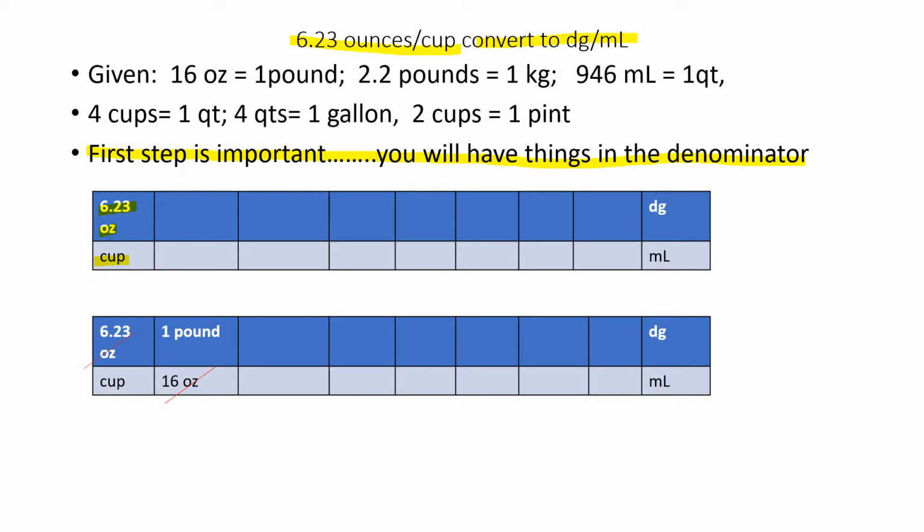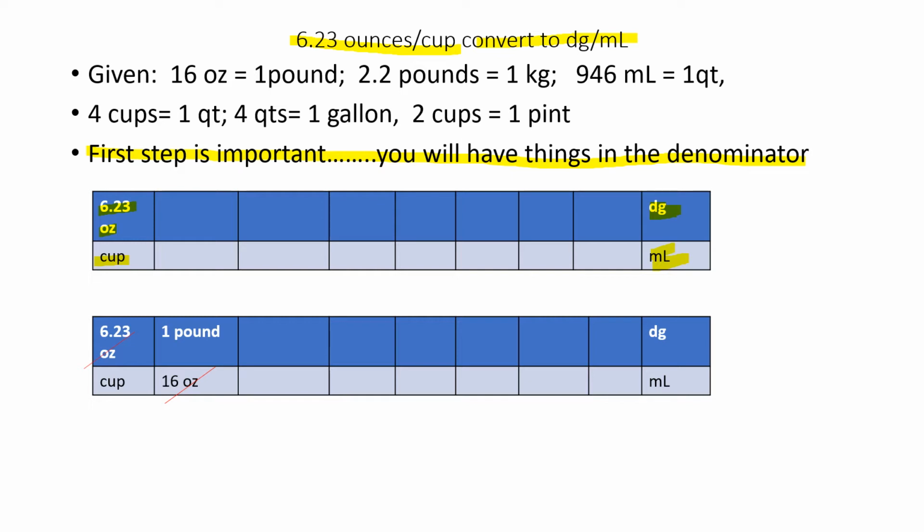The same thing will go for your goal. Remember, we always want to write out our goal. Well, before you would just write out a goal in the numerator. Here, we're also going to have a denominator goal. Our goal is decigrams per milliliter. So this is really just two problems rolled into one. We're going to convert the ounces to decigrams, but we're also going to convert the cups to milliliters, all in the course of the same problem.